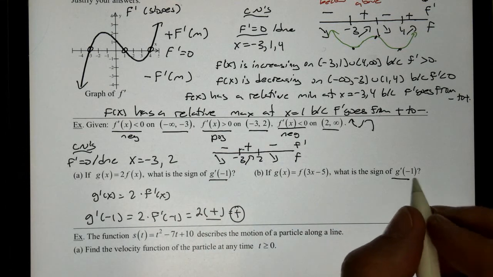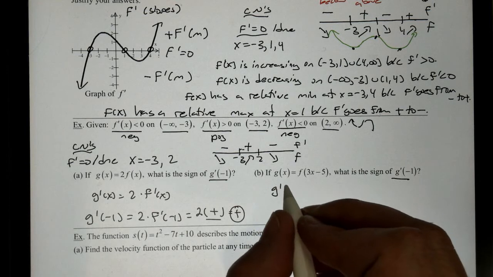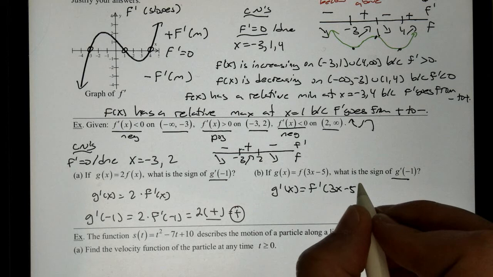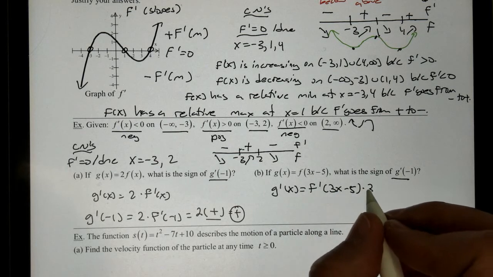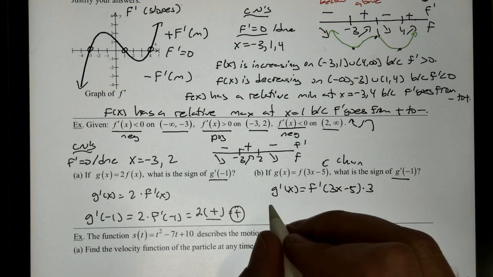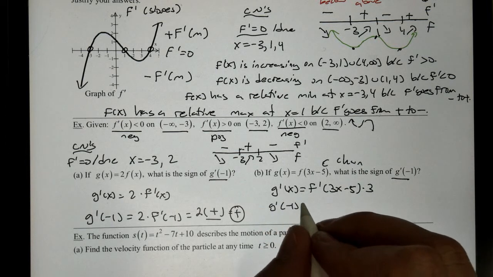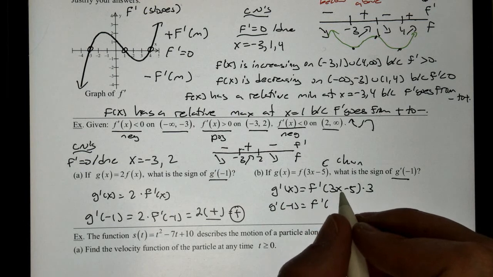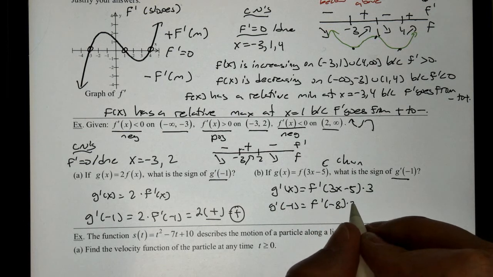Same thing here. I want to find g prime of negative 1, so I take the derivative. G prime of x becomes f prime of 3x minus 5, all tricky, times 3. Don't forget your chain rule. Plugging in the negative 1, we're going to get f prime. Plug in negative 1, we get negative 3 minus 5, which is a negative 8 times 3.